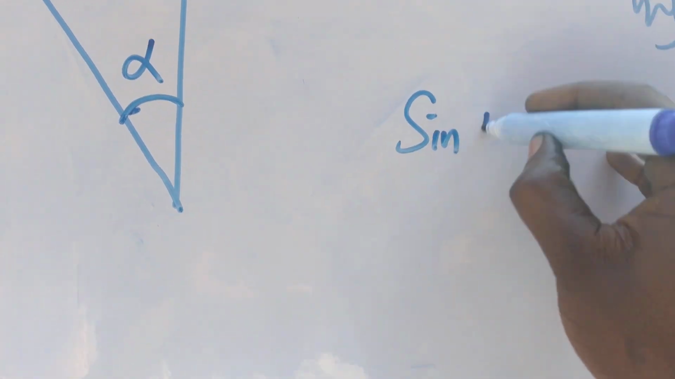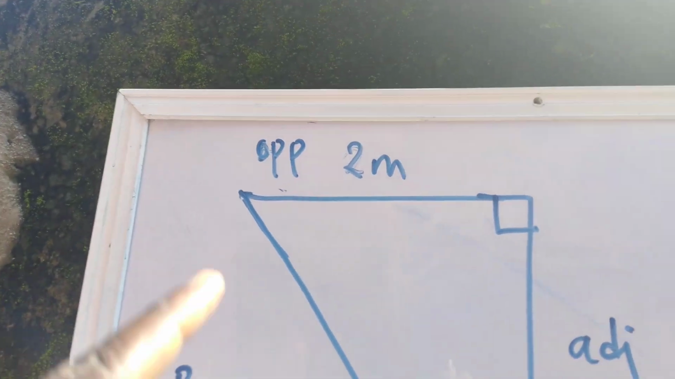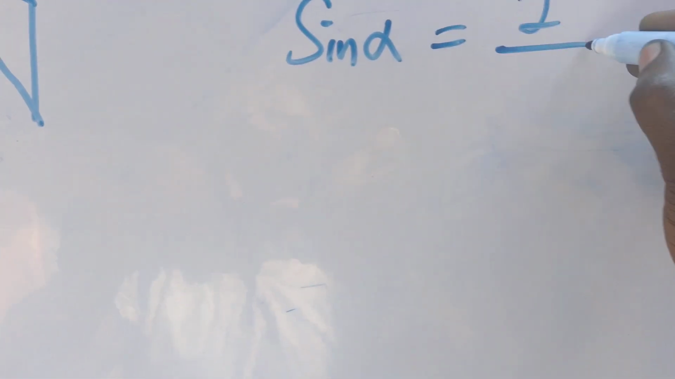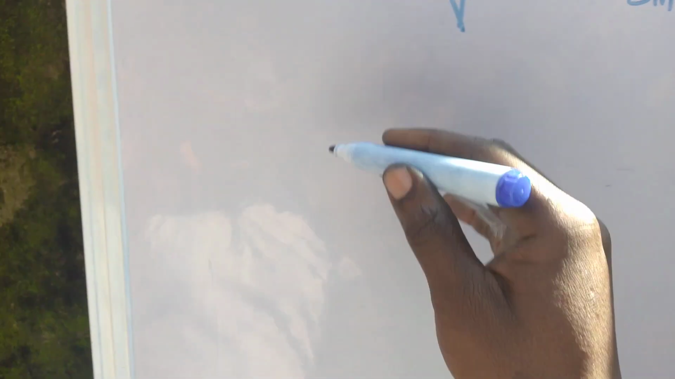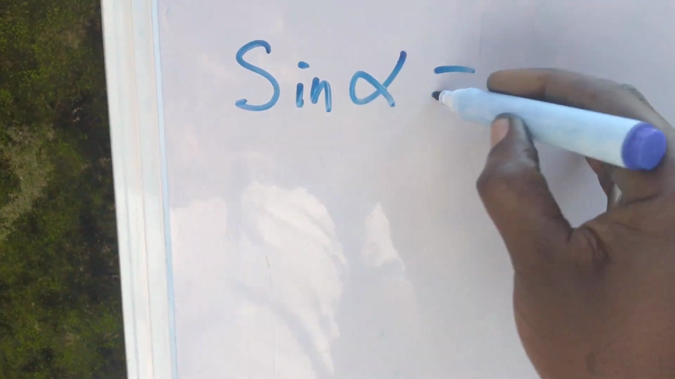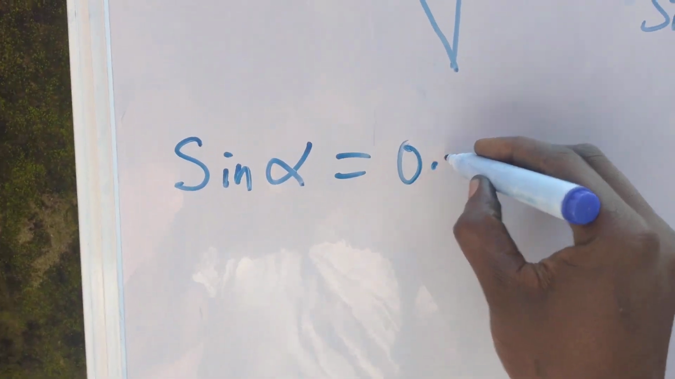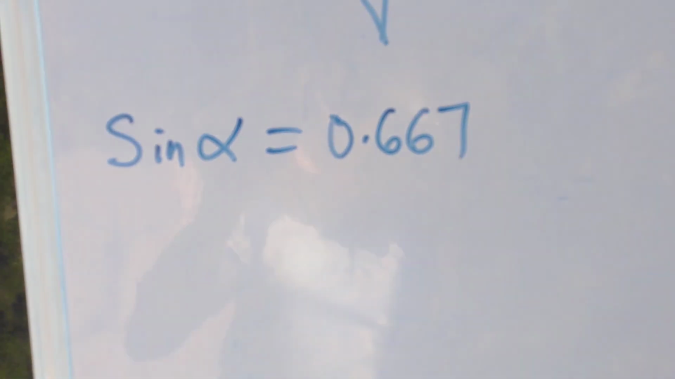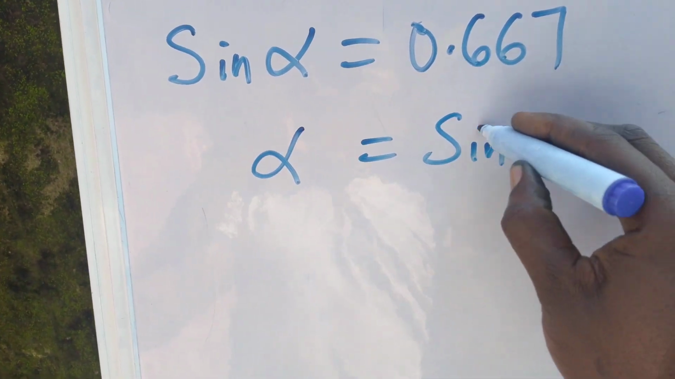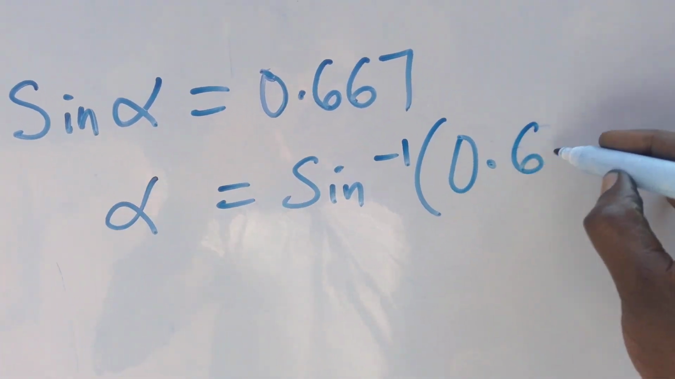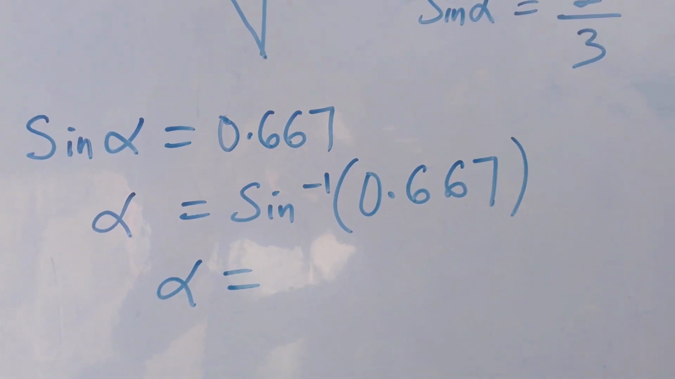So sine alpha, my opposite side is 2 and my hypotenuse is 3, over 3, okay? So sine alpha equals 2 divided by 3, which will give me 0.667. And I'll look for the sine inverse. I say that alpha equals sine inverse of 0.667.